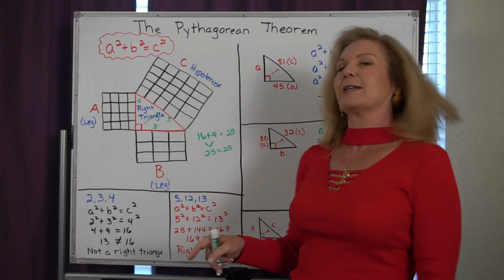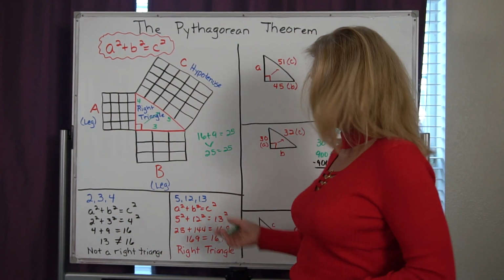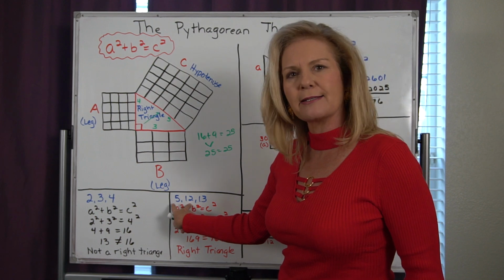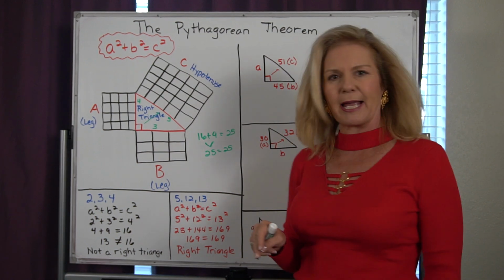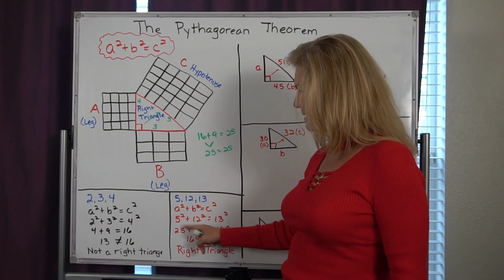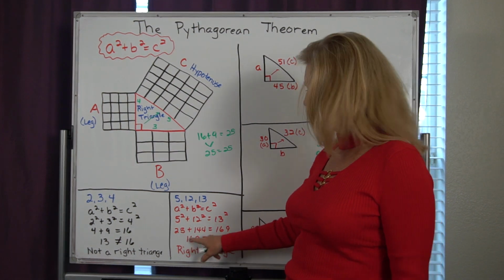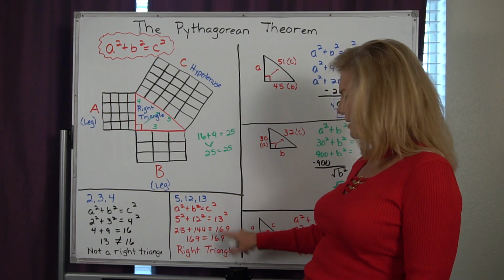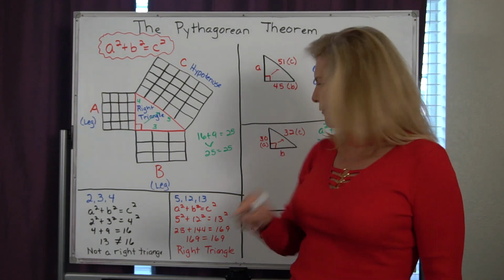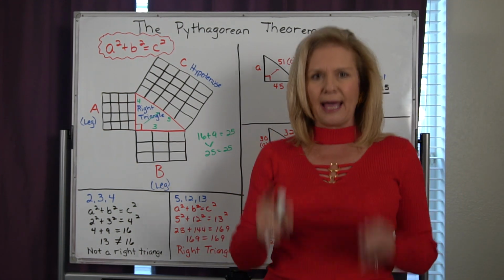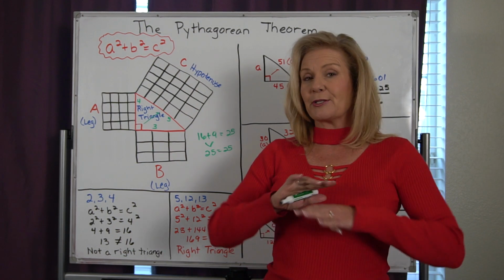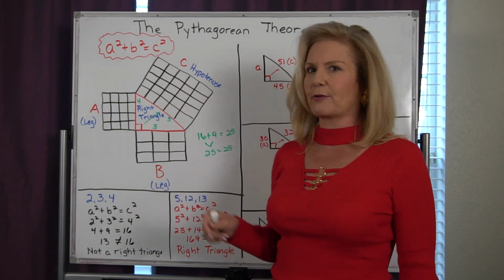Versus, take a look at this one. If I have a side length of 5, 12, and 13. Well, here are my two legs because they're the shorter ones. Here's my hypotenuse. I plug it into my a squared plus b squared equals c squared. And when I solve it, I see 169 equals 169. Therefore, these side lengths have to make up a right triangle. So that's where we can start with the Pythagorean theorem.